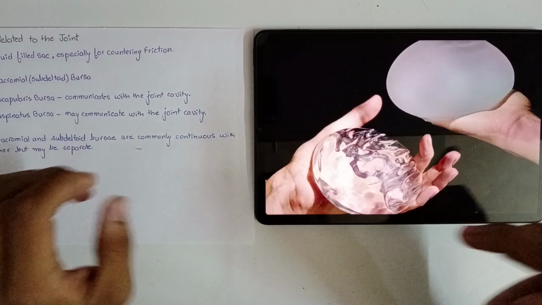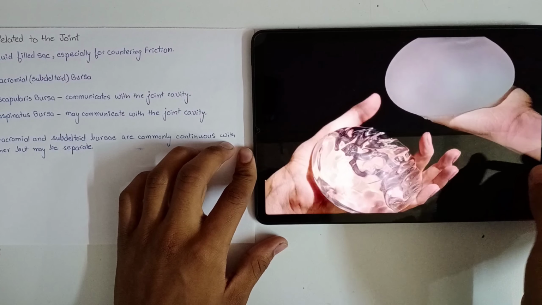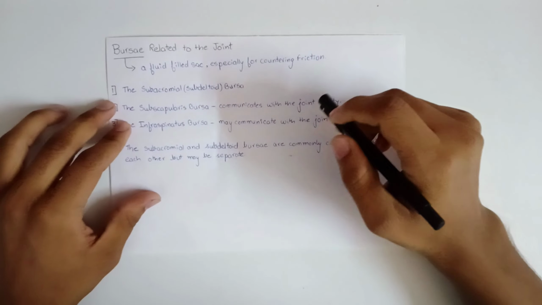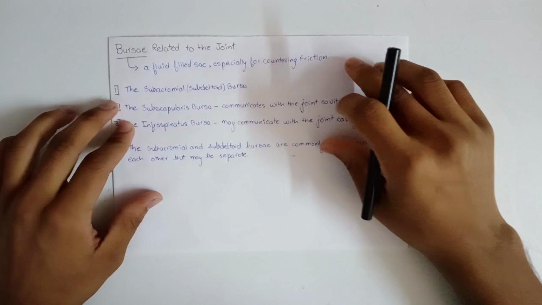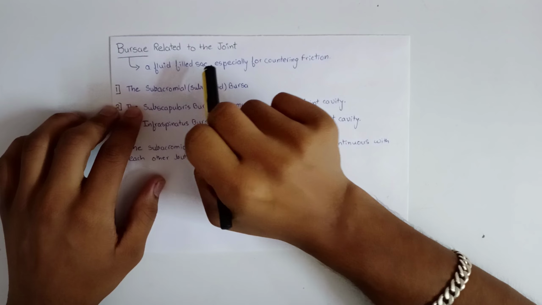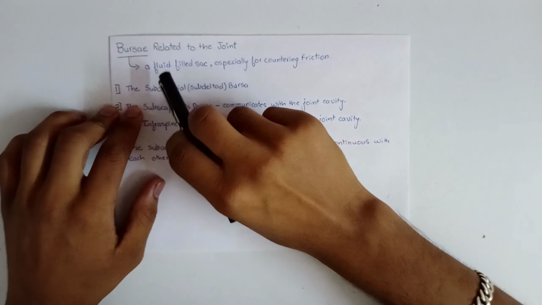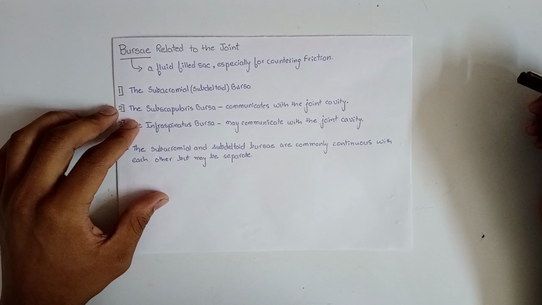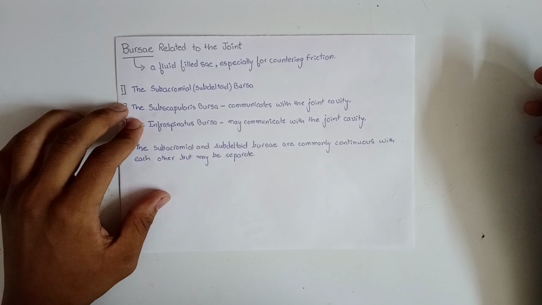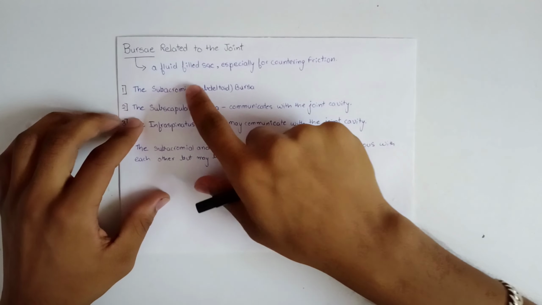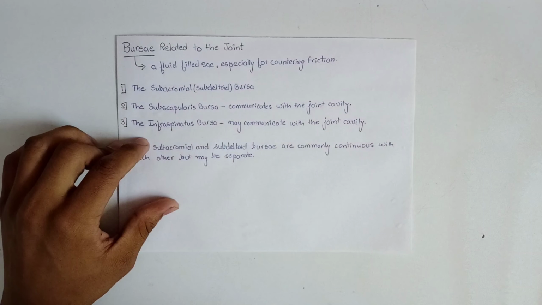These are implants for the human body, like breast implants or else. So what are bursa? Bursa is a fluid-filled sac, especially for countering friction. So these bursa are present in between the joints or in between the muscles, which help in countering friction. There are majorly three bursas present in the shoulder joint.